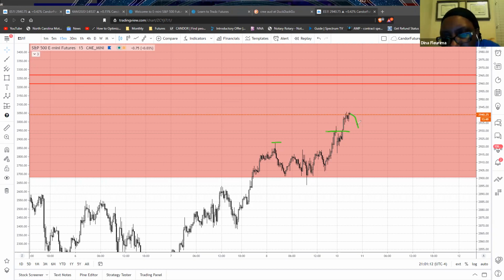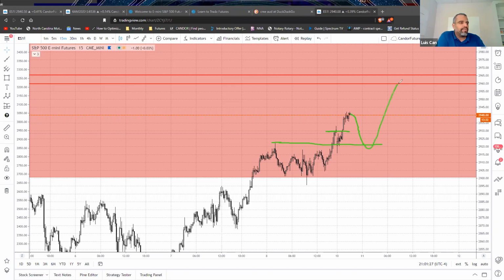Yeah. It'll find this level. Maybe this one is a weak level, so it keeps going to this one here. And then from here, it bounces, and then you have another push until it gets there. Okay, so that's why we look at the levels and how price is behaving.